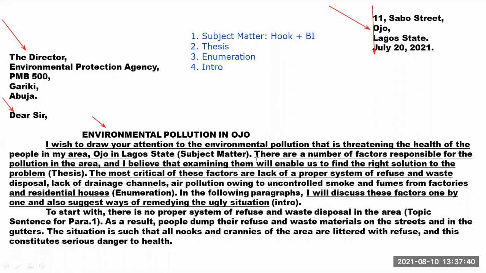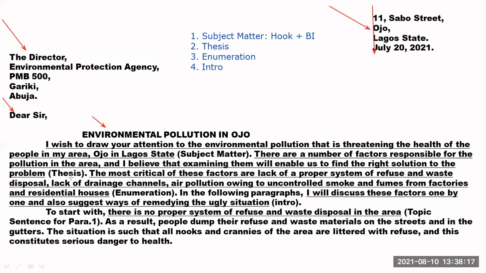Now, the second thing we write here is: there are a number of factors responsible for the pollution in my area, and I believe that examining them will enable us to find the right solution to the problem. This is the thesis. You see, what the examiner has told you to do is to simply complain about the environmental pollution in your area. The thesis is the exact manner in which you want to do this.